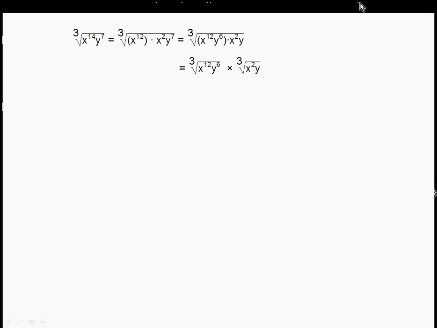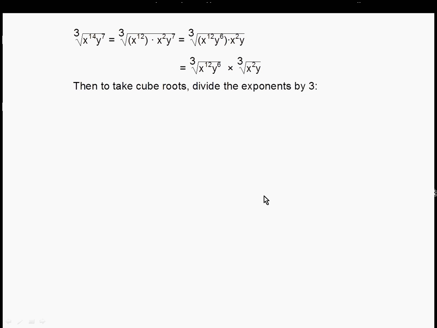So that's where we left off. Okay, I've broken it apart into two radicals, the perfect cube part and the non-perfect cube part. Okay, this part is already simplified. The exponents are smaller than the index. Okay, to take a cube root, divide the exponents by 3. And remember, no absolute values. So I'll have x to the 4th y squared times the cube root of x squared y.